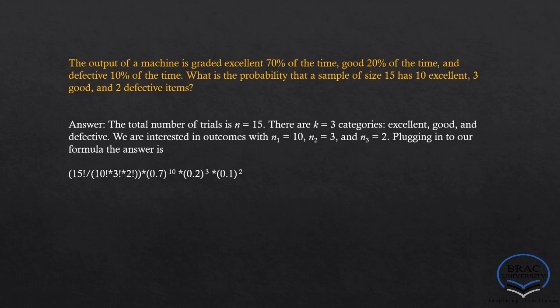The probability of excellent is 0.7. We want it to be excellent 10 times, so 0.7 to the power 10. The probability of getting good is 0.2. We want it to be good 3 times, that is why 0.2 to the power 3. And the probability of getting defective is 0.1. We want it to be defective twice, that is 0.1 to the power 2.